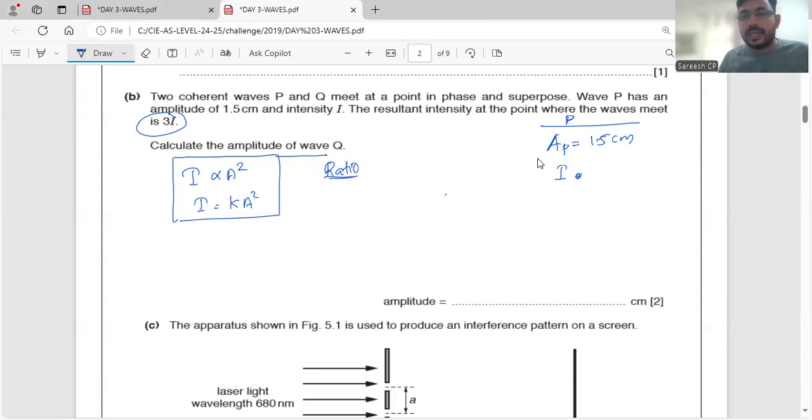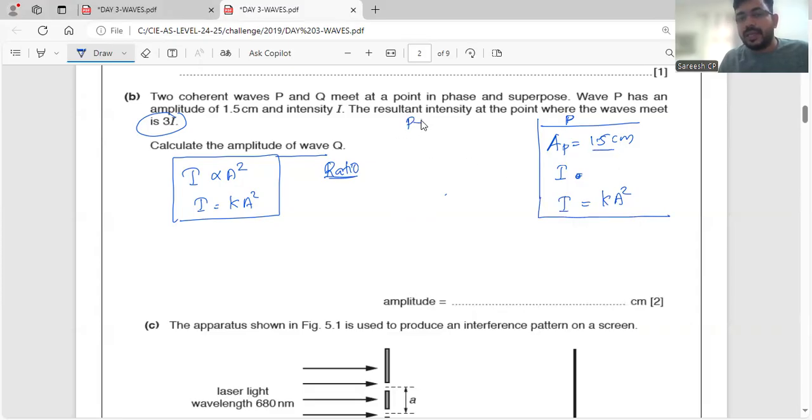Now, let's see that wave A has an amplitude of 1.5 and intensity I. I can make a formula for its intensity: I is equal to K A square, where A is 1.5. So this is the basic intensity equation.